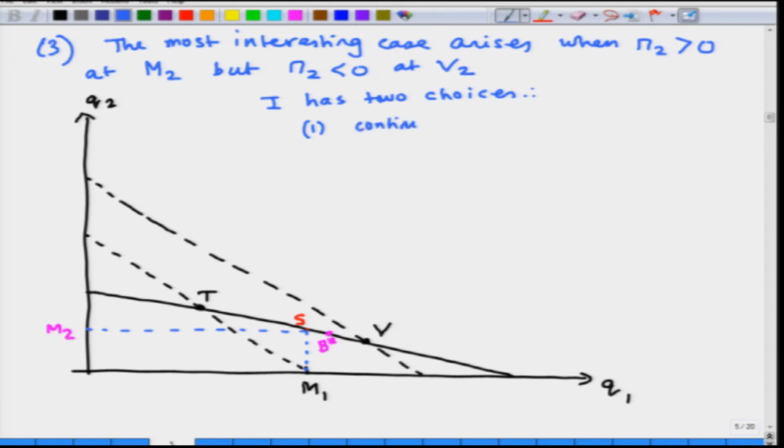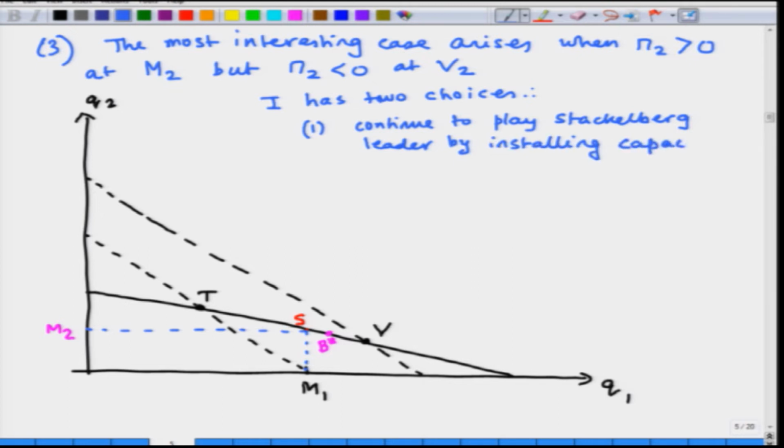So, continue to play the Stackelberg leader output, by installing capacity M1, and produce Q1 equals M1, or it can expand capacity to B star.